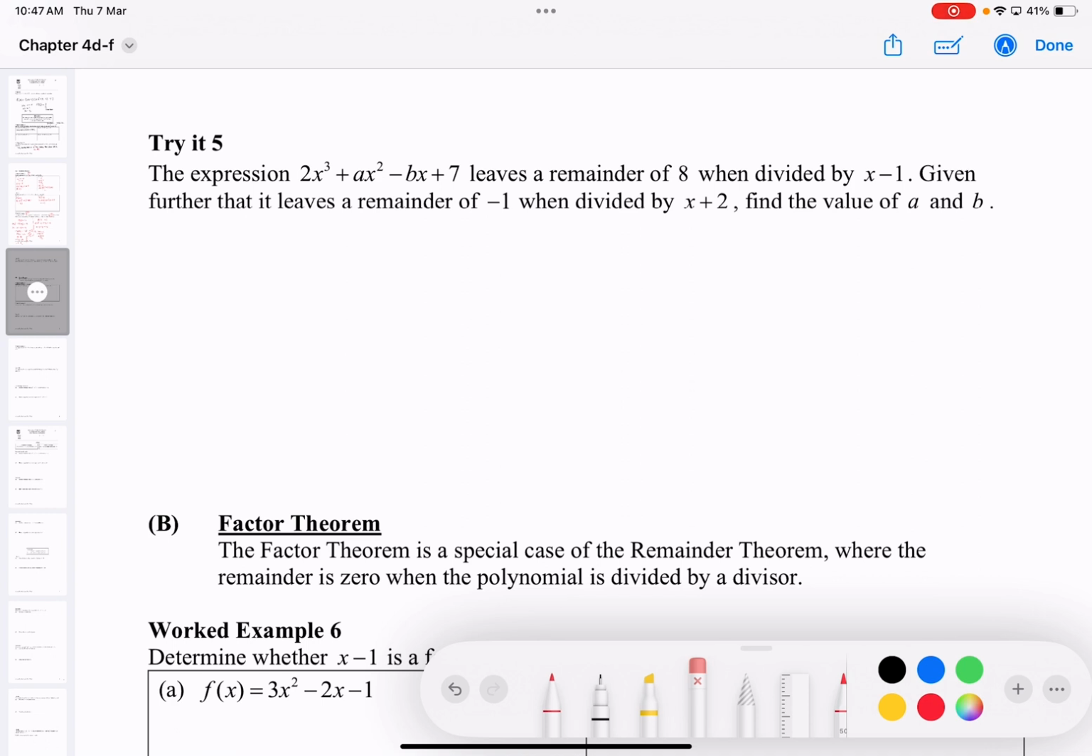Done already. No lah, how do you know? You check this problem and check answer lah.